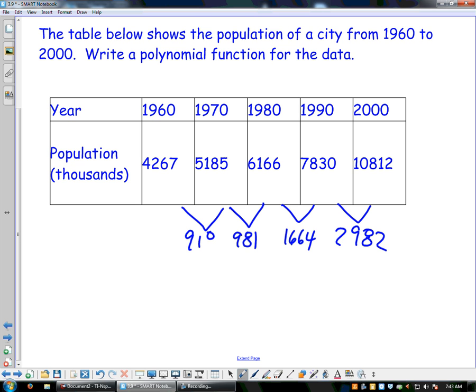These are not very close, so I don't think the first order differences are close enough to say this data can be modeled by a linear function. So let's go on to the second order differences.